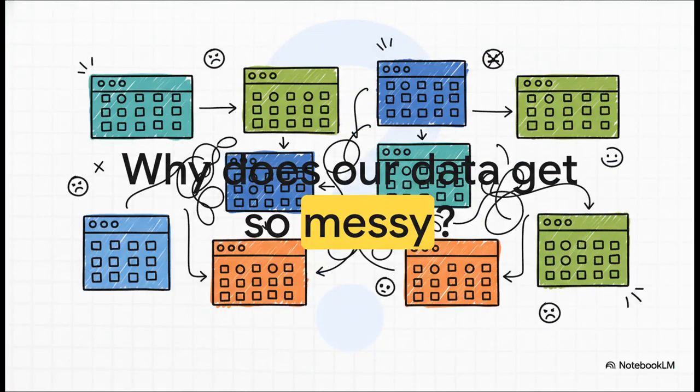So why do we even need to do this? Why does data get so messy in the first place? Well, it usually happens because when we first start designing a table, we tend to just lump all the related information together. And while that seems easy at first, it almost always creates big problems down the road, like having to repeat data over and over again.